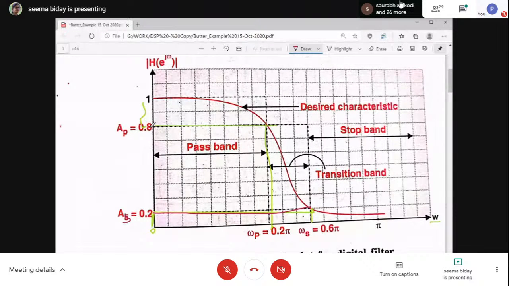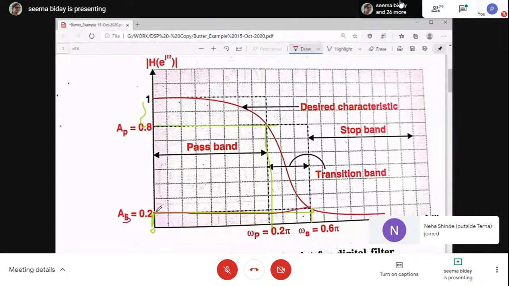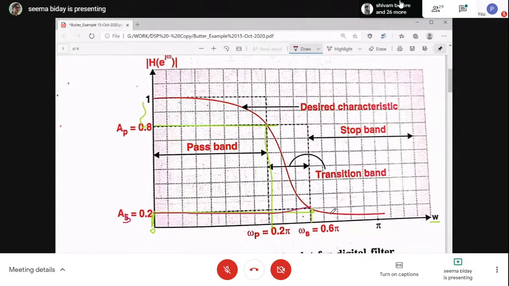Similarly for AS, it should actually be 0 from this place, but it is acceptable up to 0.2, so it can be below 0.2 like this. So now this WP is called what? Who will tell me? What is the nomenclature for WP?